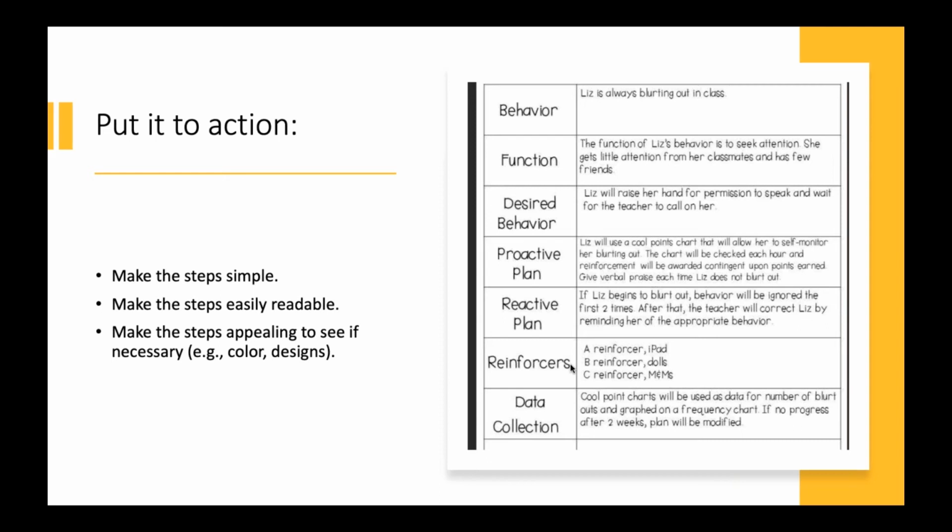It's also something that is very clear as to what we're doing. So what is the behavior that we're looking at? What's the function, so why is it happening? What's the alternative behavior? What are the antecedent and consequence strategies? How are we going to reinforce? And how are we going to collect data?